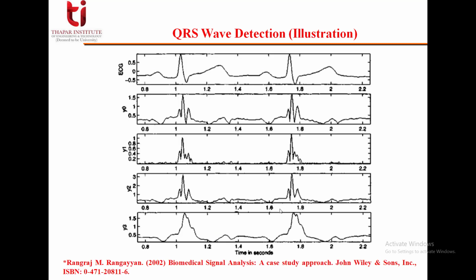You can see we have taken this picture as a reference from a book, Rangaraj M. Rangayyan, Biomedical Signal Analysis. In the first figure, it shows 2 cycles of a filtered ECG signal. In this we have used a kind of low pass filter, and we will discuss how we can design a low pass filter. It has 2 cycles of ECG, with 2 peaks mainly representing the QRS complexes, and the signal is sampled at 200 Hz.